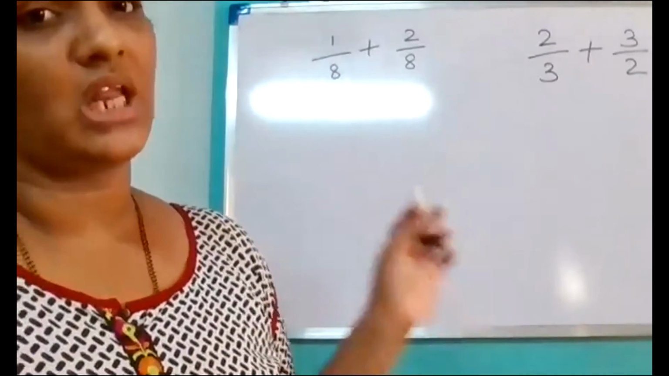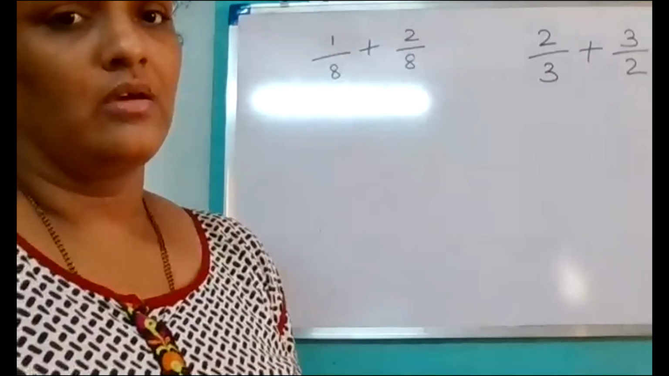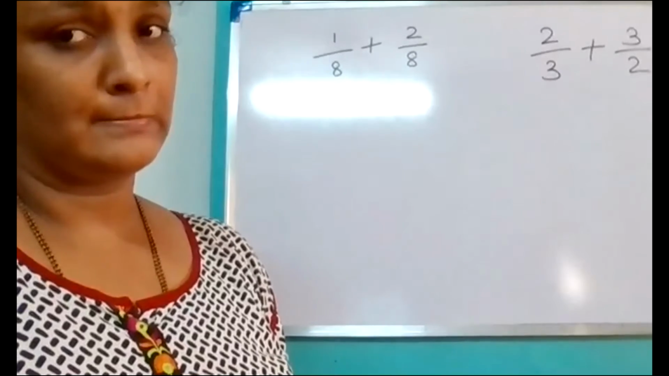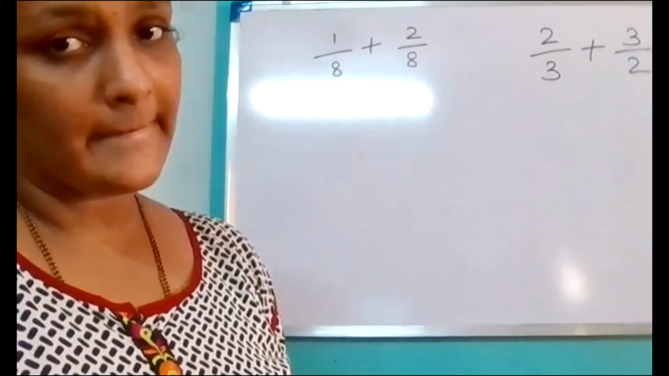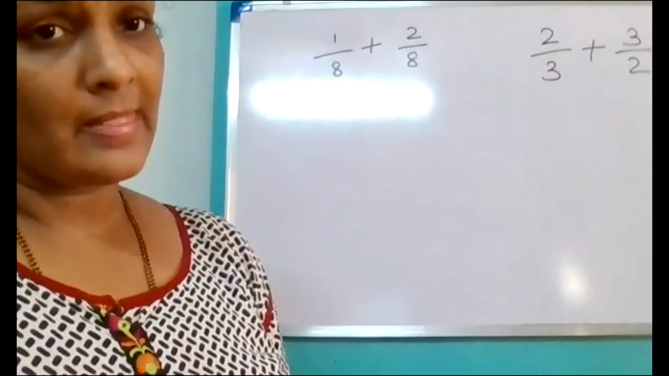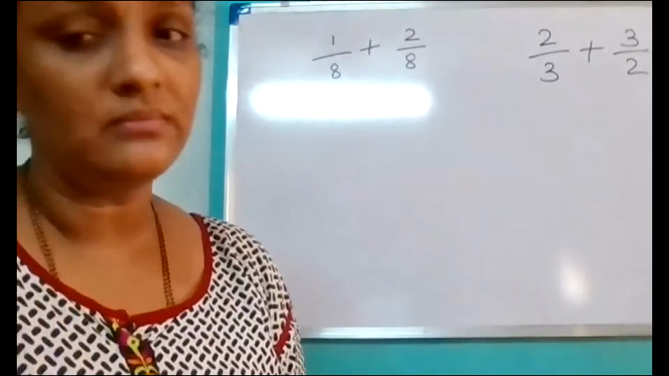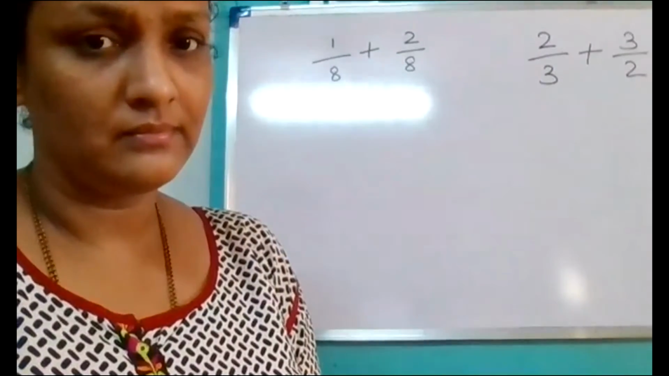So when I write 3 upon 8, Hamdan says it is 3 upon 16, plus 8. No, ma'am, it is 3 upon 8 only. Hamdan, tell me what is your problem? Ma'am, we have to add 8 plus 8.